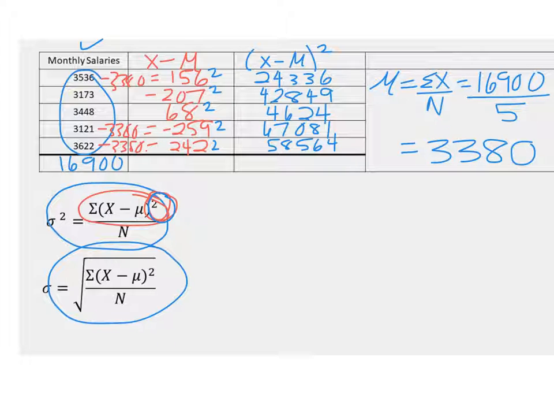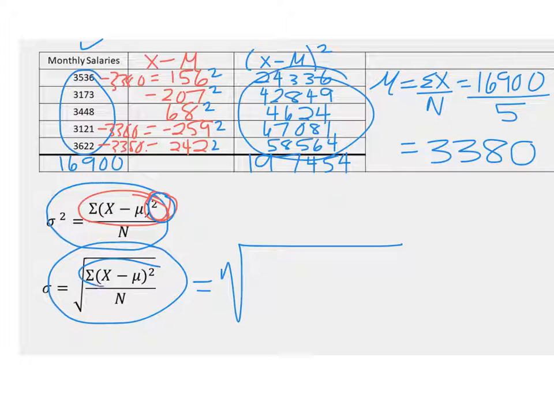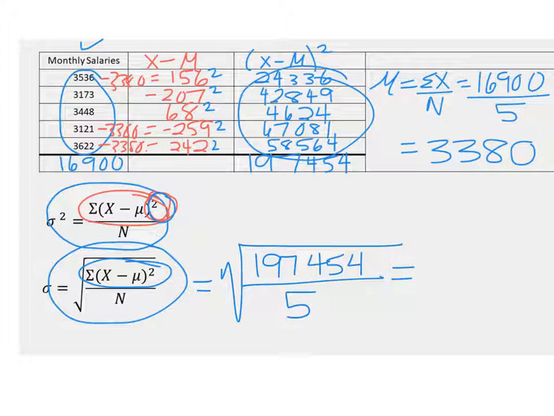And when we add all of those values up, that gives us 197,454. And that is the value that we're going to substitute for the sum of x minus mu squared. So in our formula, we'll have 197,454 divided by n, which is 5. And that'll give us a value of the square root of 39,490.8.